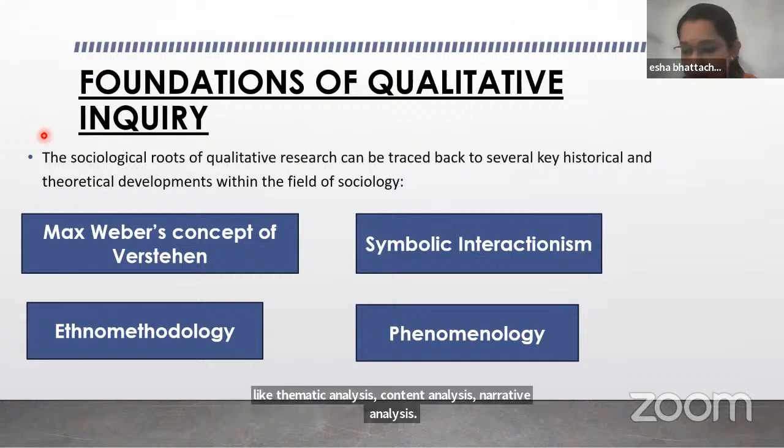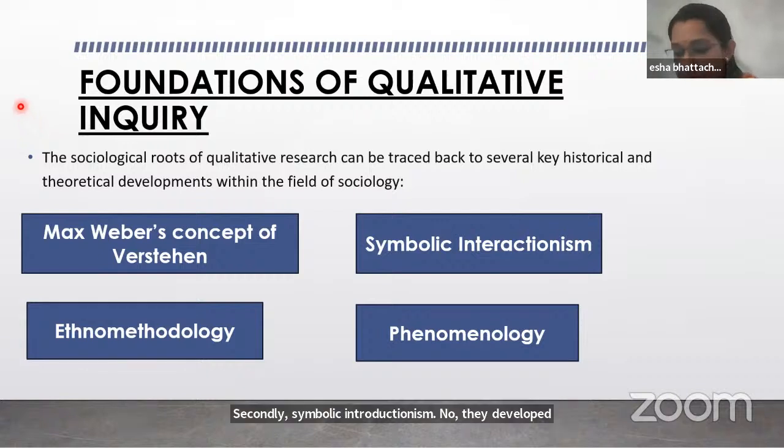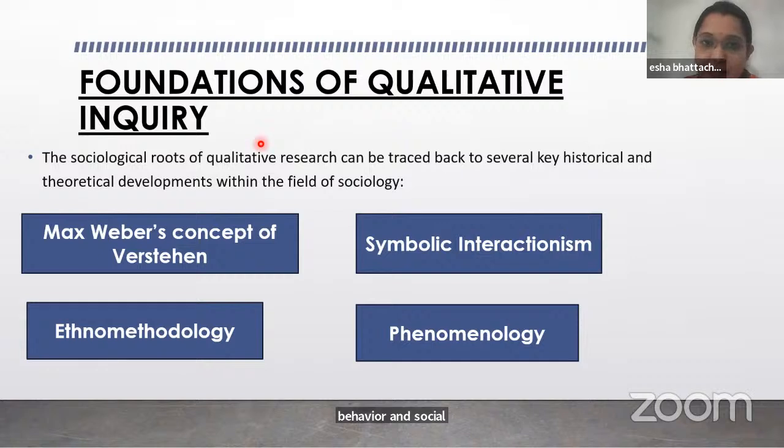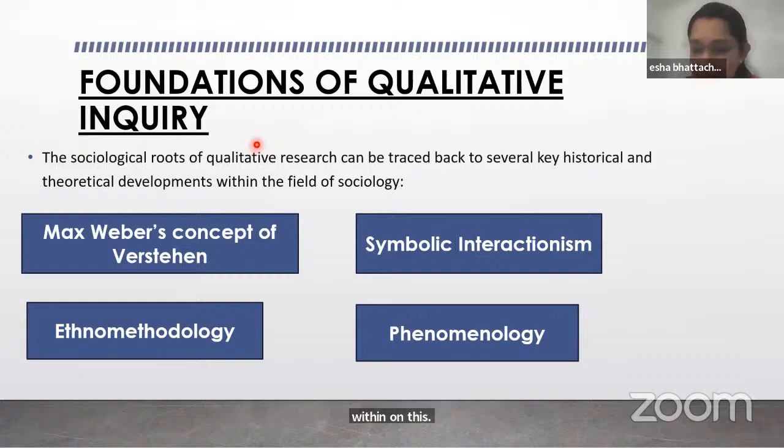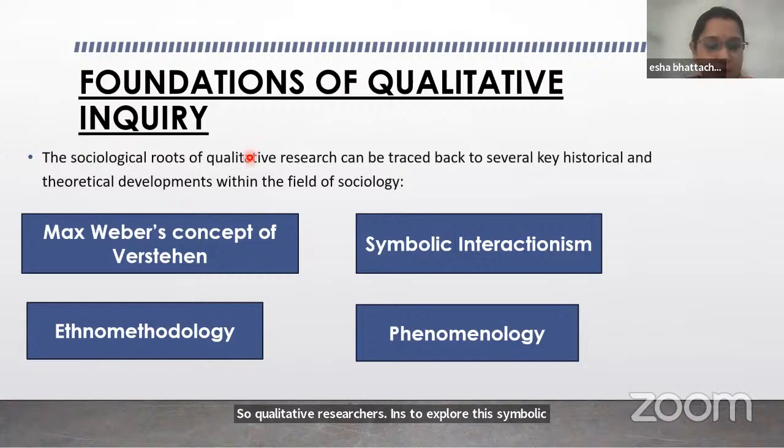Secondly, symbolic interactionism. Developed by sociologists like George Herbert Mead and Herbert Blumer, this school of thought emphasizes the importance of symbols and meanings in shaping human behavior and social interaction. It says that we interpret and give meaning to symbols based on our interaction with others and within social contexts. So qualitative researchers aim to explore this symbolic meaning and the interpretations which we attach to our experiences, actions, and interactions.